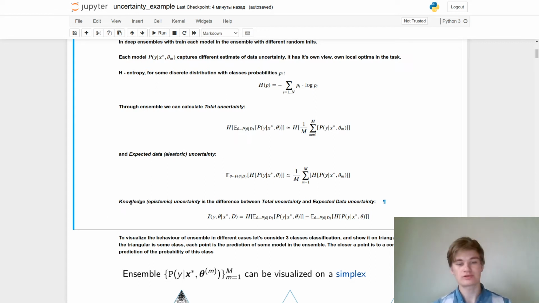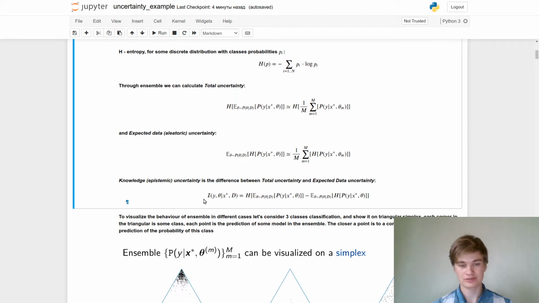And knowledge or epistemic uncertainty is also simple. It is the difference between our total uncertainty and expected data uncertainty. So the difference between the entropy of the expected and the expected entropy.